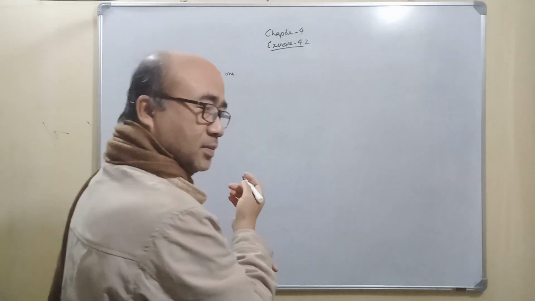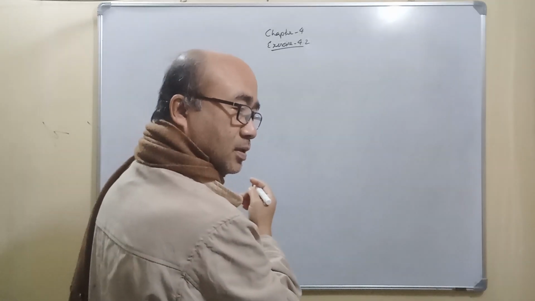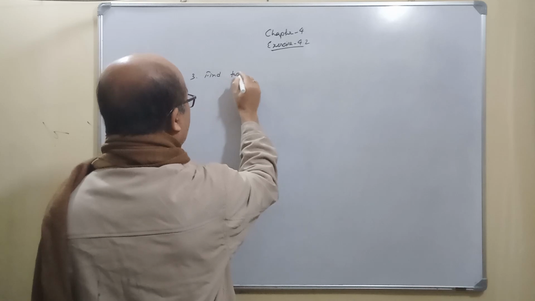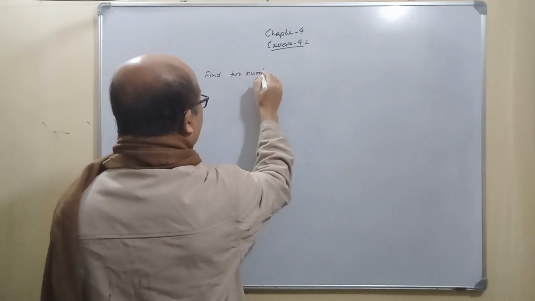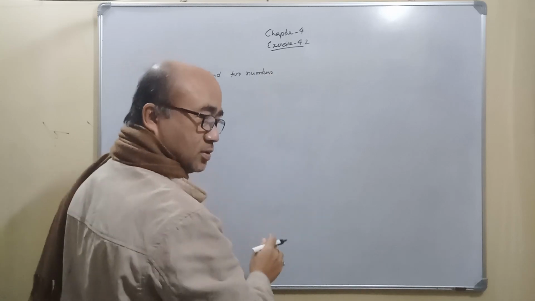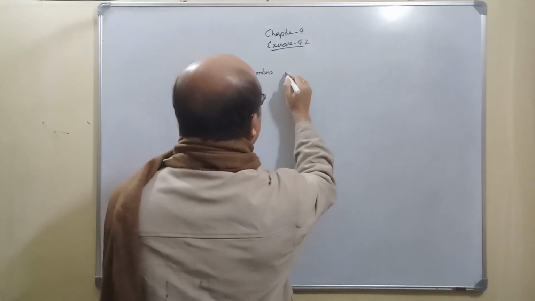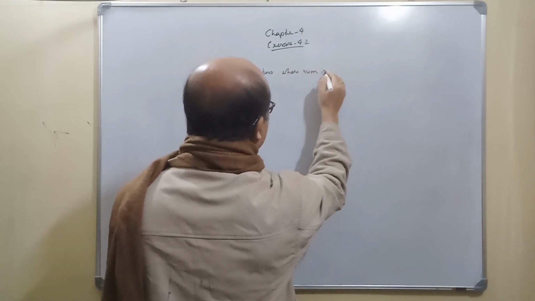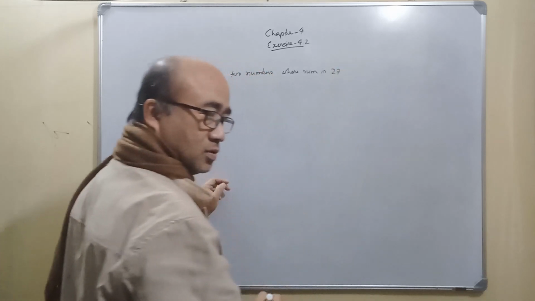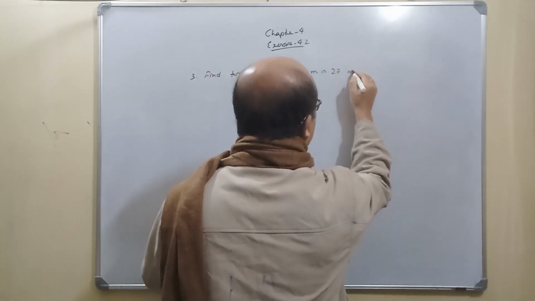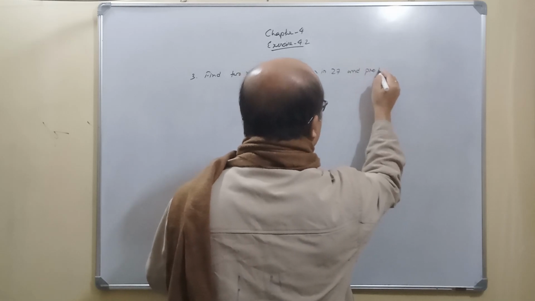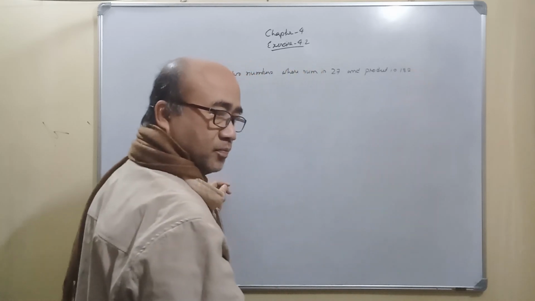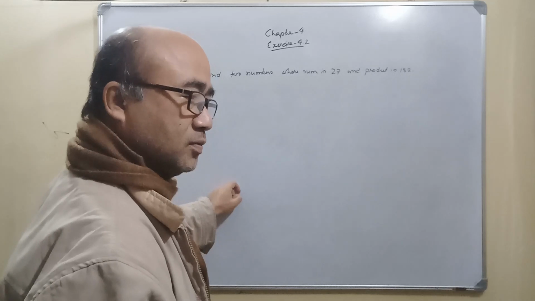Find the two numbers whose sum is 27 and product is 182.